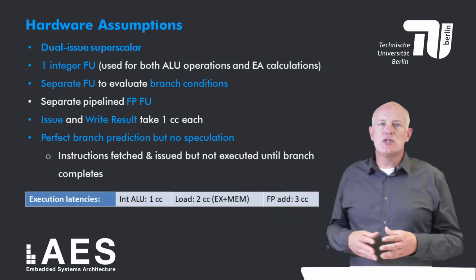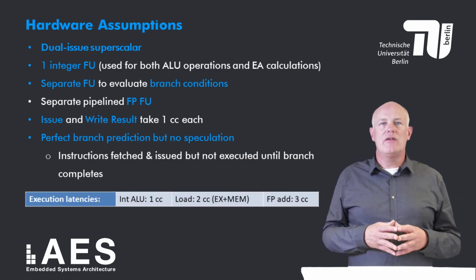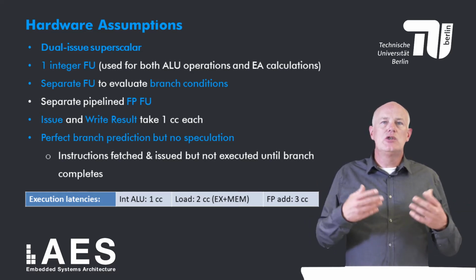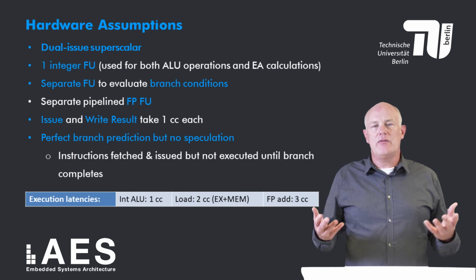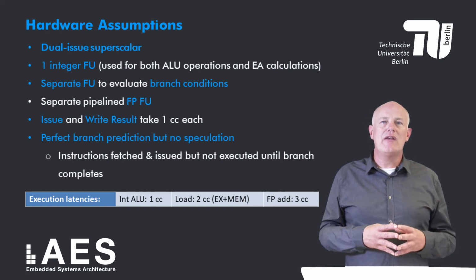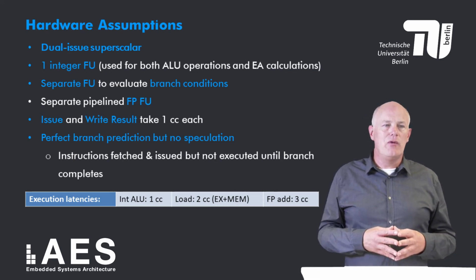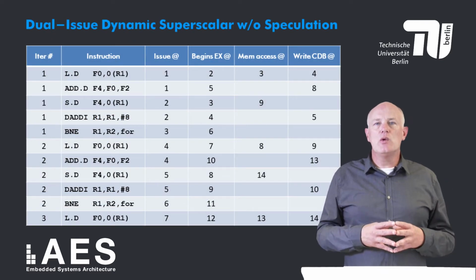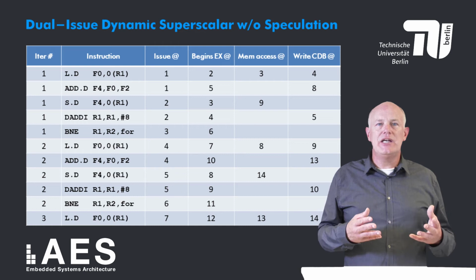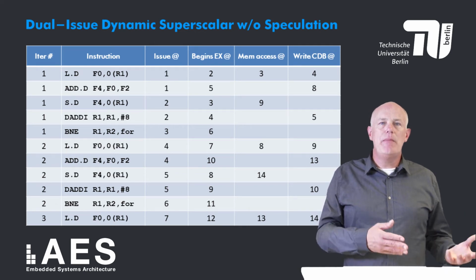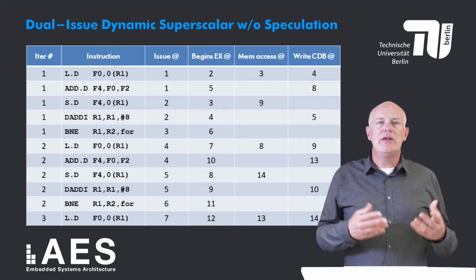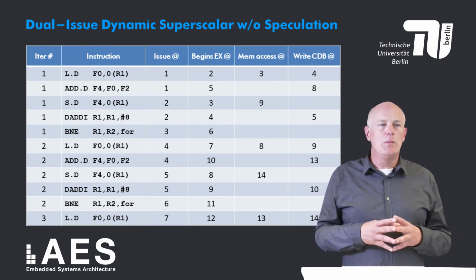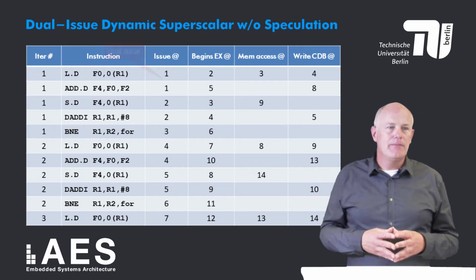Finally, this table summarizes the execution latencies. As before, 1 clock cycle for an integer ALU, 2 for a load since it consists of effective address calculation and a memory access, and 3 clock cycles for a floating point addition. This table shows for each instruction the time of issue, execution start, memory access if applicable, and the time at which the CDB is written. I will now explain why the loop is scheduled as indicated.